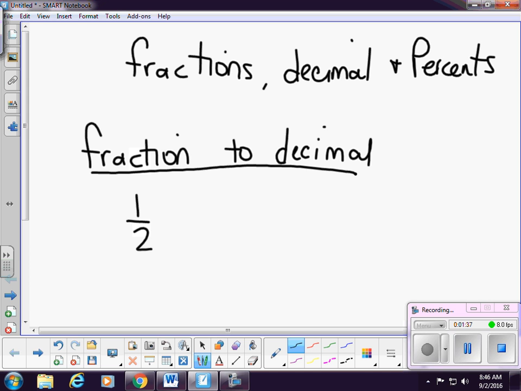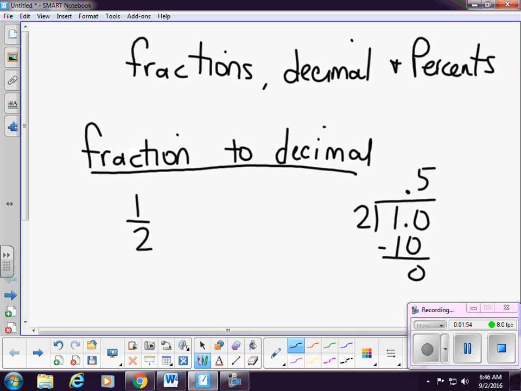Which means you're going to have to go over here and go 2 divided into 1. You have to add your decimals, and then you would end up having to figure it out. Which is not a problem, but you need to know how to do that in case you do not have a calculator.